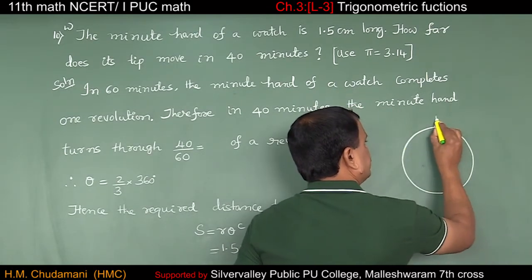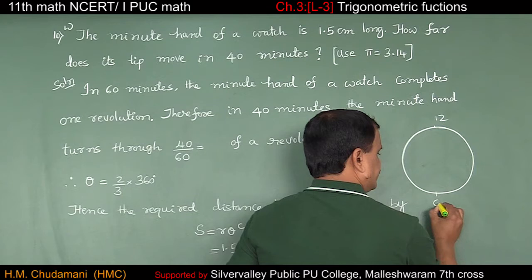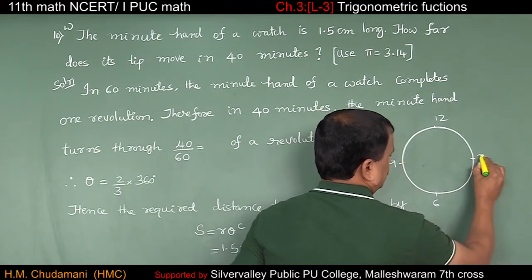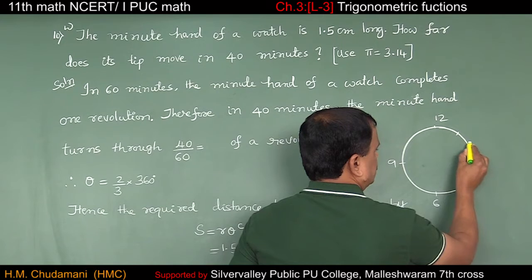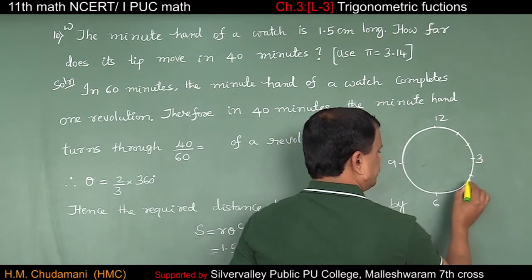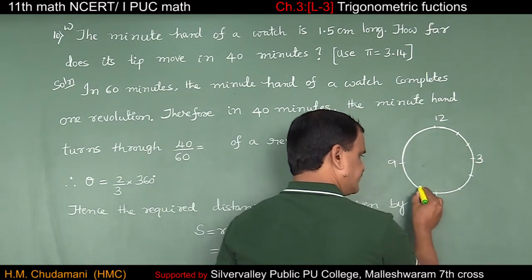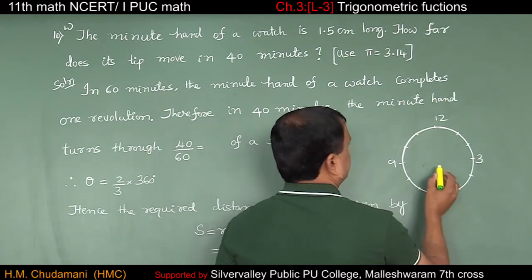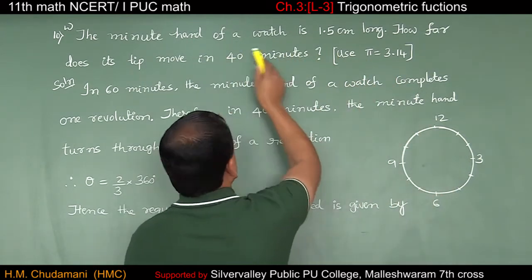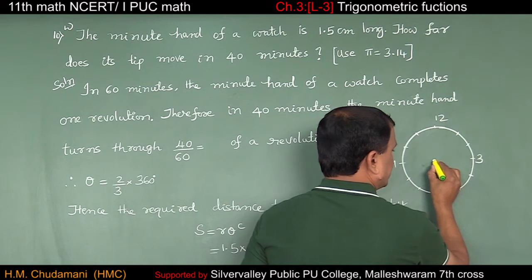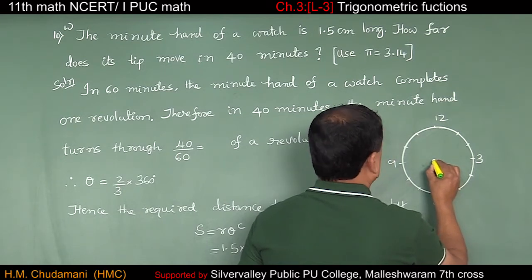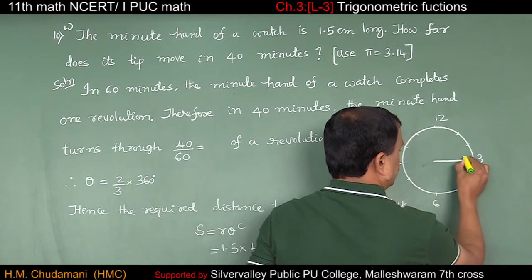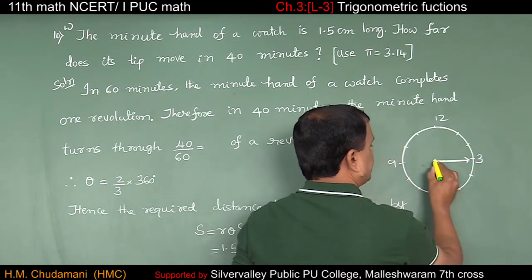3.14. So 12, 6, 3, 9. Okay. 1, 2, 3, 4, 5, 6, 7, 8, 9, 10, 11, 12. See this? Minute hand, not hour hand, minute hand of a clock. Say this is the minute hand of a clock.